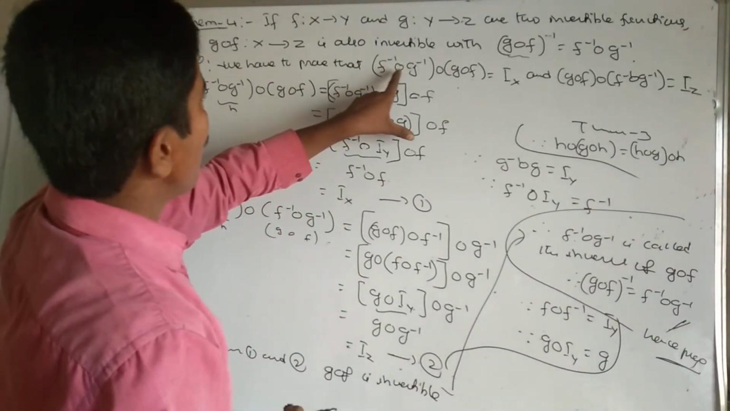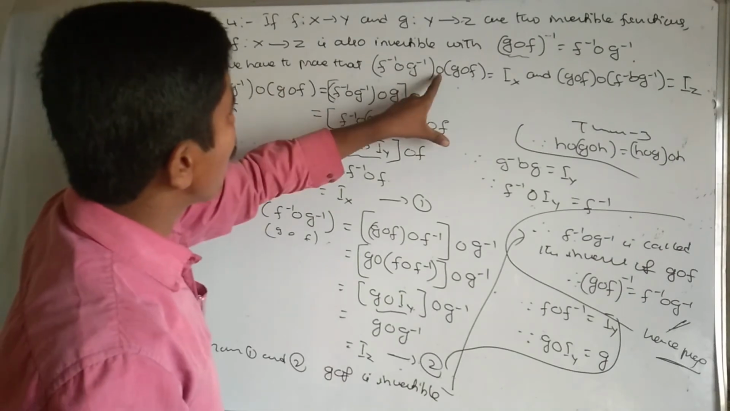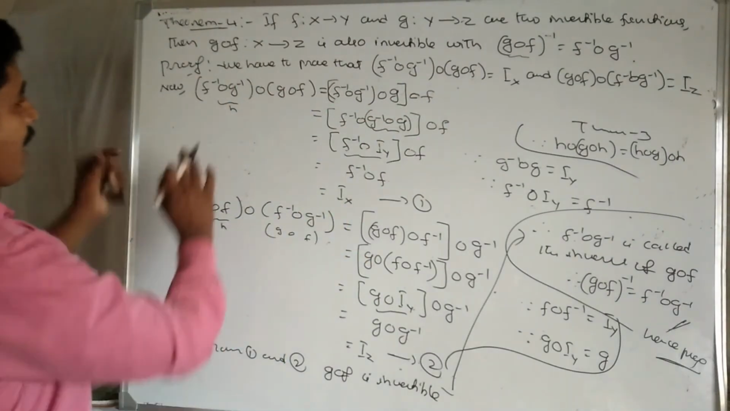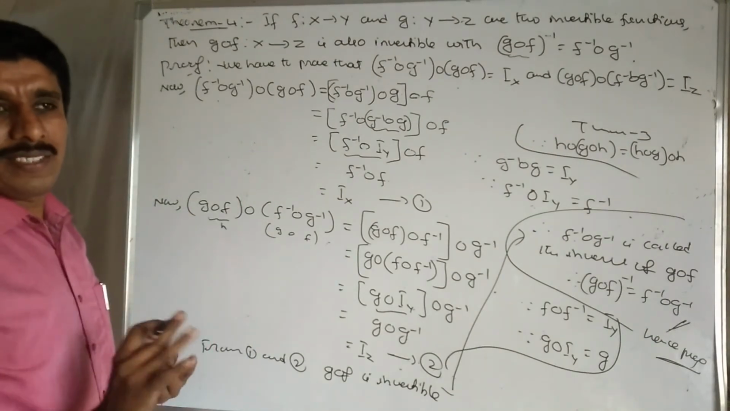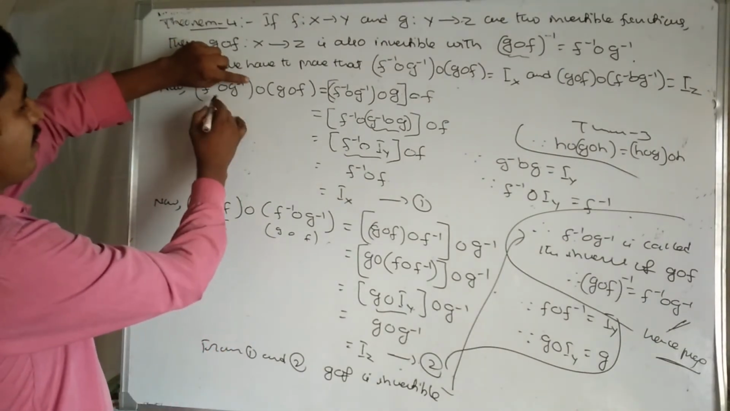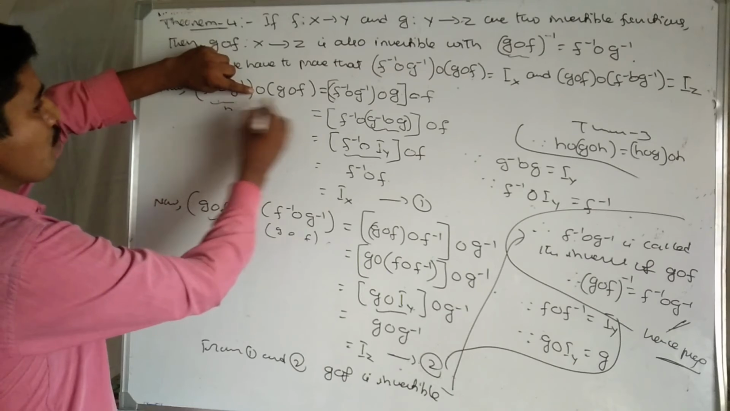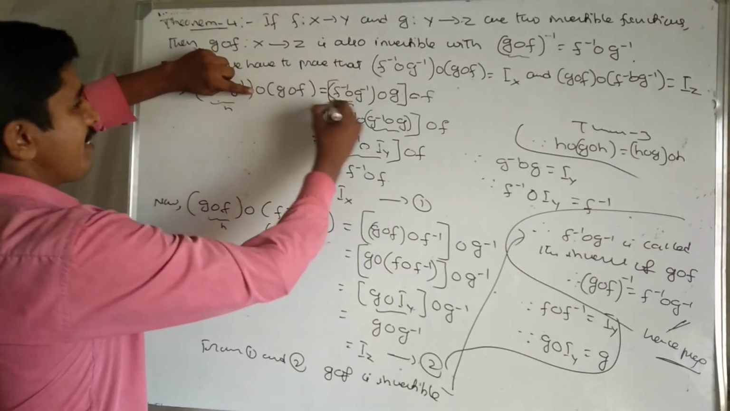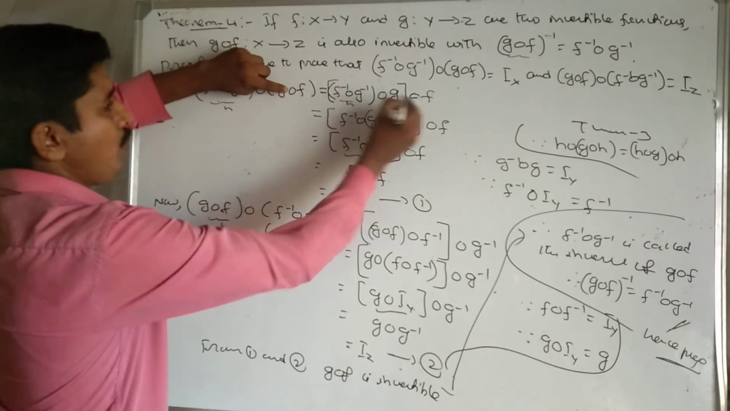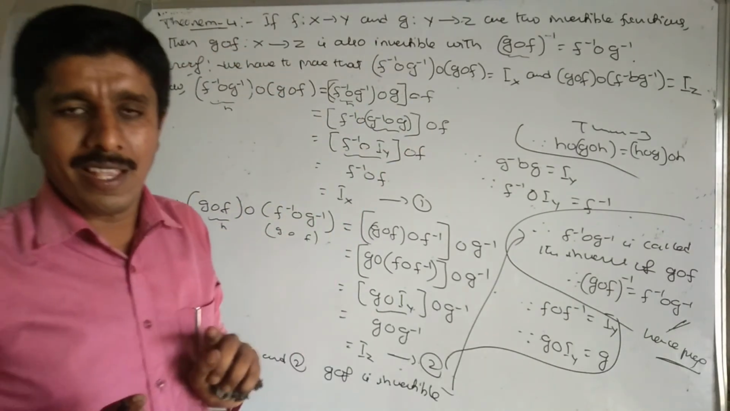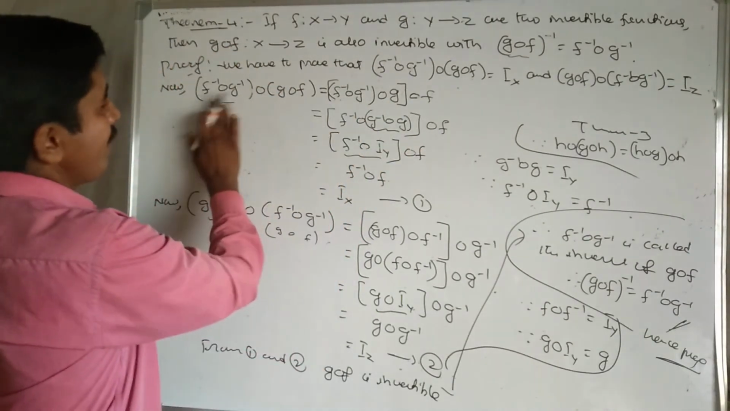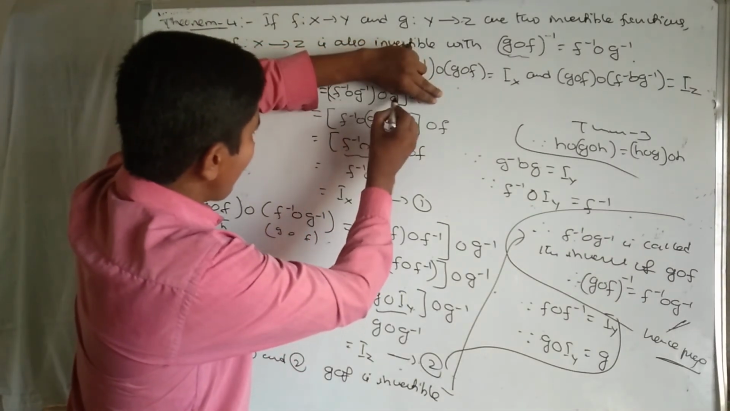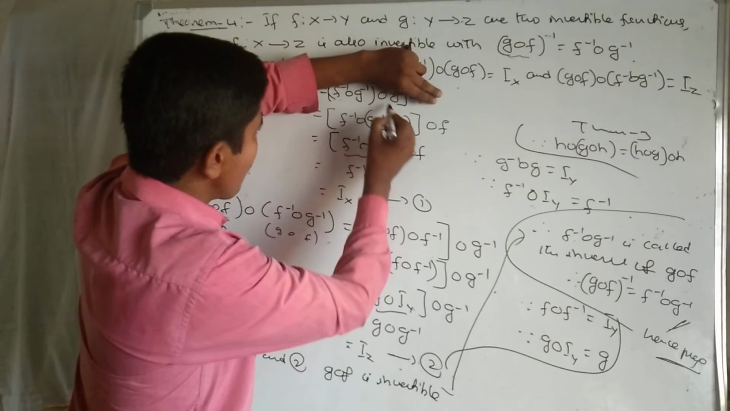First one here, (F inverse o G inverse) o (G o F). Prove that the RHS value is I, the identity function. According to the last theorem, this can be written as: this is H, F inverse o G inverse, o G, take bracket, then bracket here, o F as it is. Simple logic. Again, according to the last theorem, within the square bracket, F inverse o, take bracket for these two functions, G inverse o G.